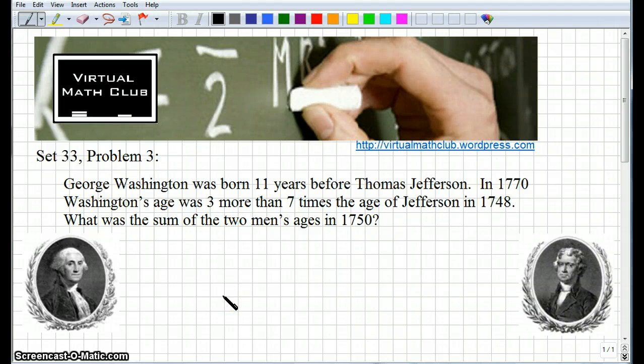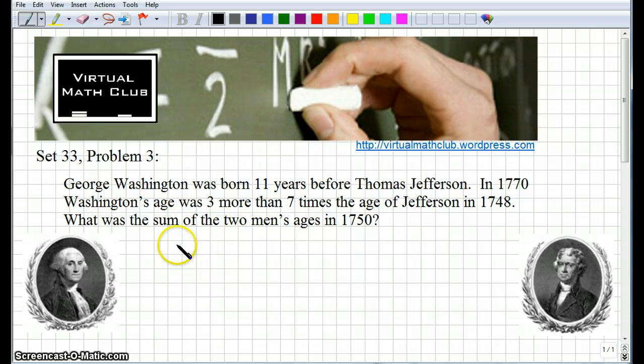All right. In honor of President's Day, which was on Monday, I've got this problem. Problem number 3. George Washington was born 11 years before Thomas Jefferson. In 1770, Washington's age was 3 more than 7 times Jefferson's age in 1748. What was the sum of the two men's ages in 1750?